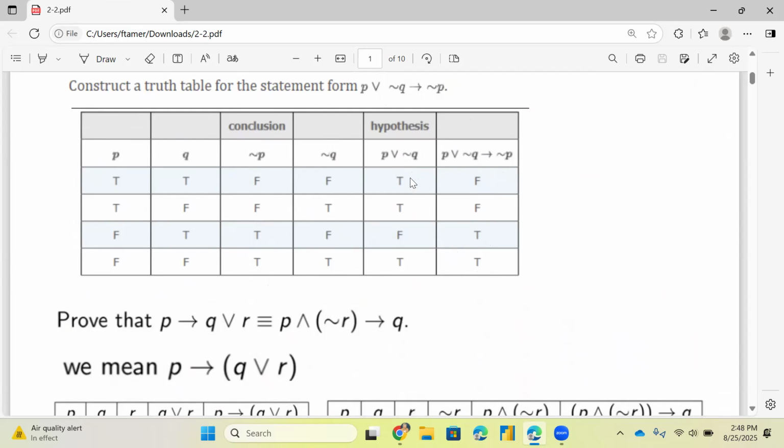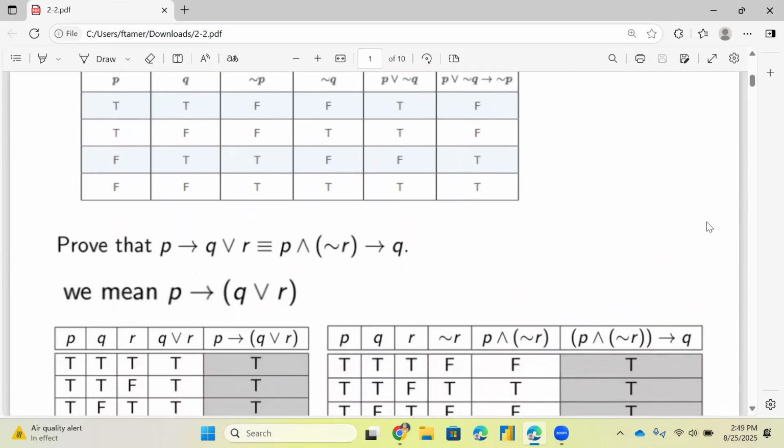So true, false. When the hypothesis is true, but the conclusion is false, that is false. When the hypothesis is true, conclusion is false, it will be false. Whenever the hypothesis is false, conclusion is true, then it will be true. Whenever the hypothesis is true, conclusion is true, then it will be true here. And this is the truth table for this statement here.